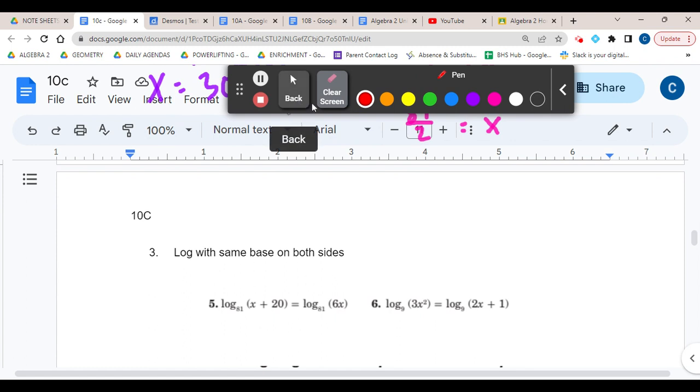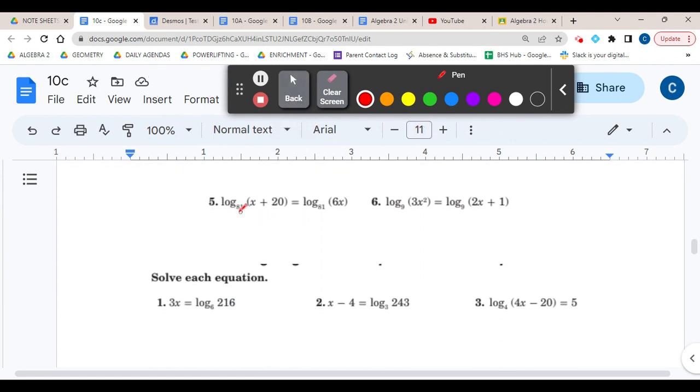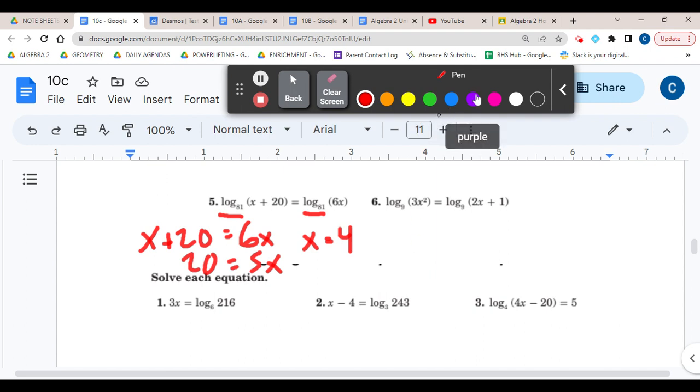If we have a log with the same base on two sides, here we have log base 81 of x plus 20 equals log base 81 of 6x. This is the last property we talked about. So we can take x plus 20 and make it equal to 6x. We move that around, so we have 20 equals 5x, and then x equals 4. Pretty simple stuff.